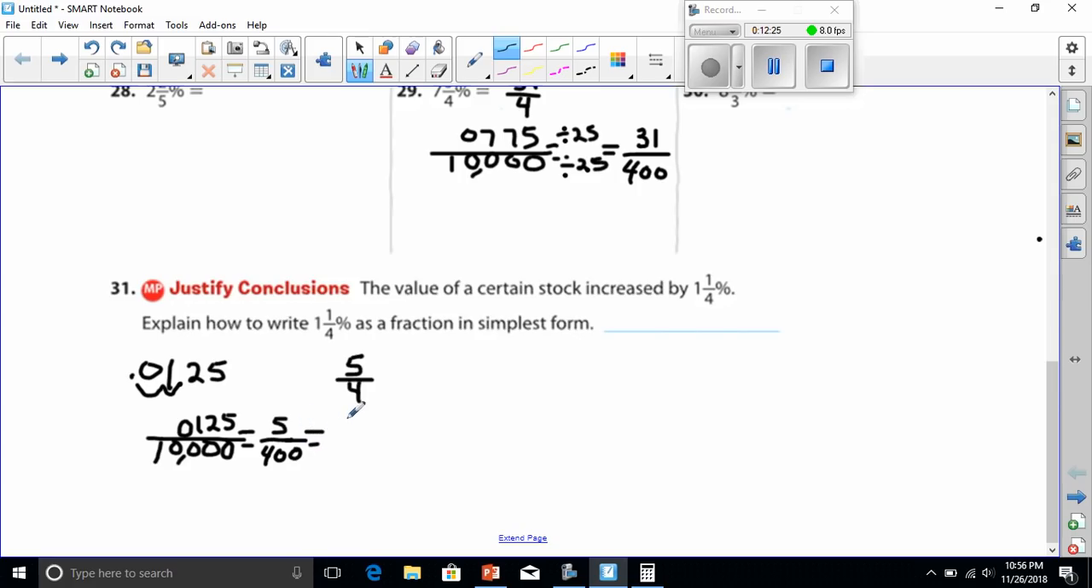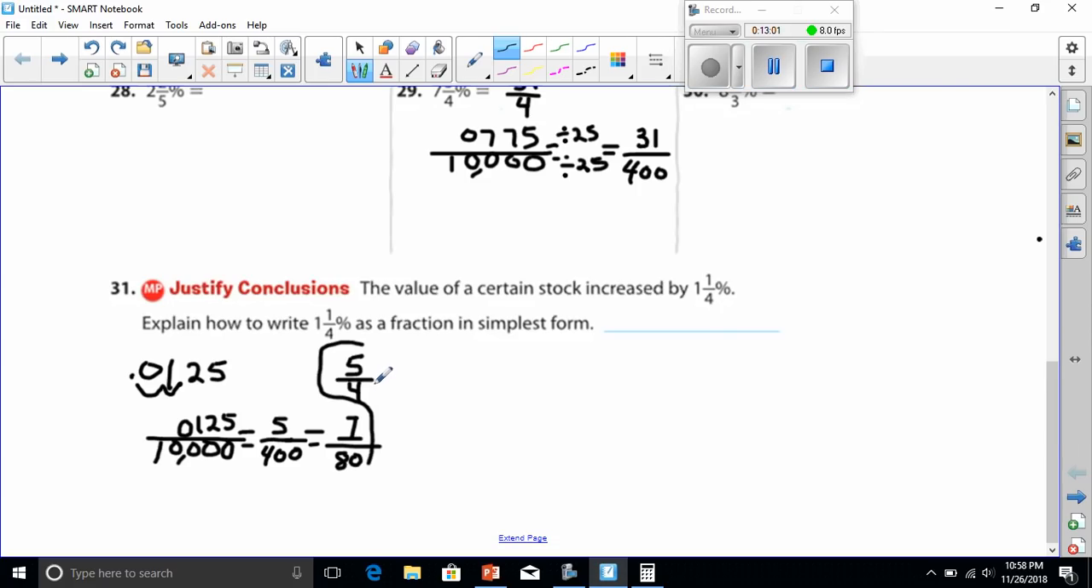If I do, 5 divided by 5 is 1. And 400 divided by 5, well, I know that 5 times 8 is 40. So 5 times 80 must be 400. And I would write in simplest form 1 over 80 as my answer. But don't think I didn't remember. I told you there were 2 ways to do this, and I started the other way over here. So I'll just separate these two.